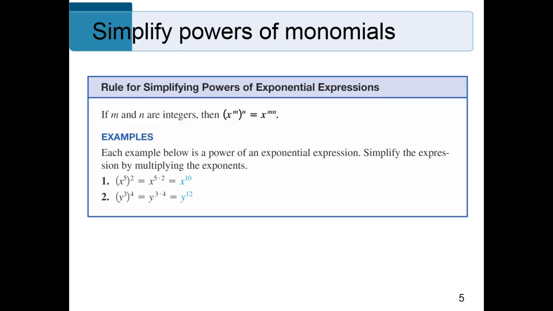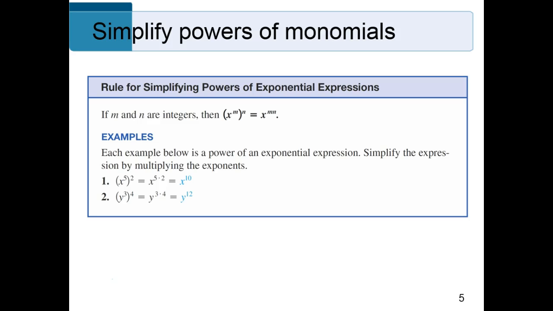So, the rules for simplifying powers of exponential expressions. If m and n are any integers, now again, we're not dealing with negative integers, and integers can be negative, so they should say positive integers. But this rule still works if they're negative. x to the m raised to the n power is the same as x to the m times n. If you're multiplying same base, different exponents, keep the base, add the exponents. If you're raising a power to a power, then keep the base, multiply the exponents.